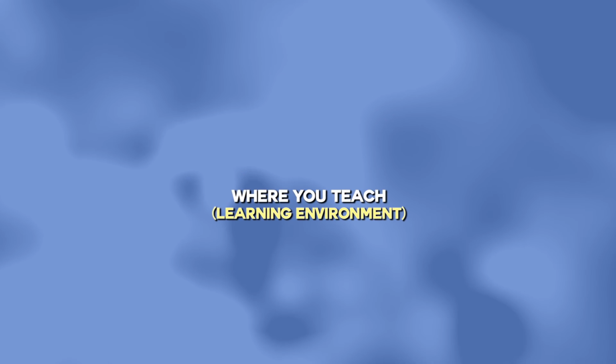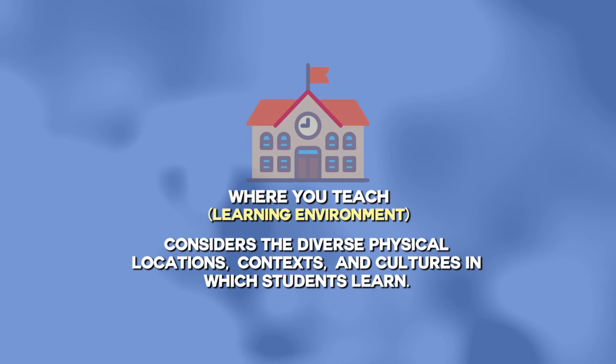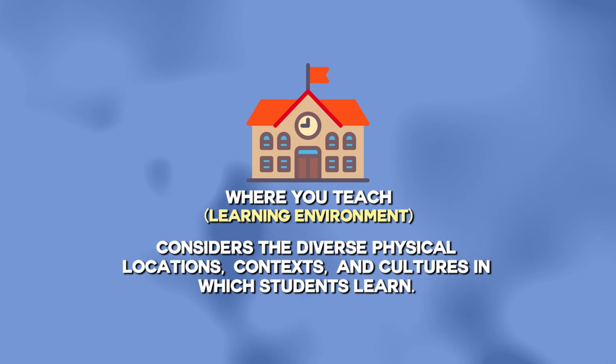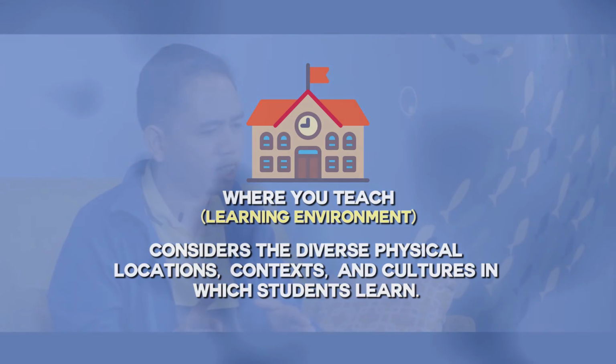Differentiated instruction also considers where you teach, or the learning environment. We consider the diverse physical locations, contexts, and cultures in which students learn. Students coming from a particular area would learn differently from another area. Students who would be adapting to a different culture would need to adjust, and so they would need to learn. Students who come from a far-flung area coming to Manila would need to adjust. And we should consider all those things in differentiated instruction. And of course, this is where we come in.